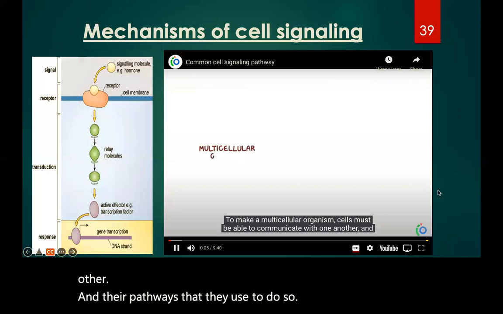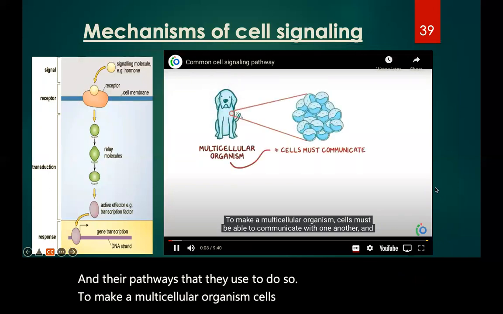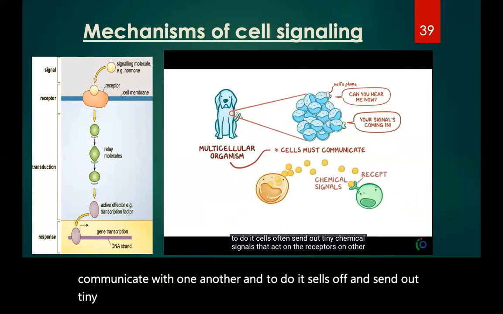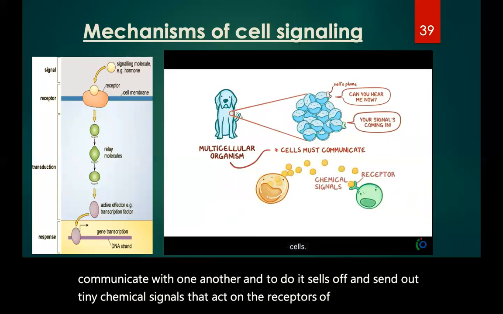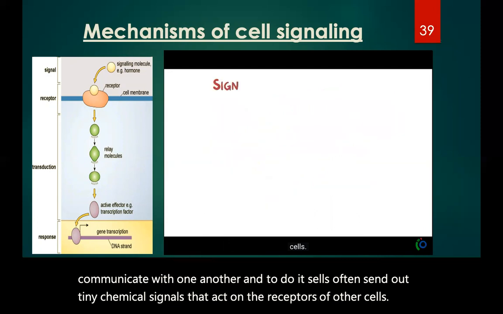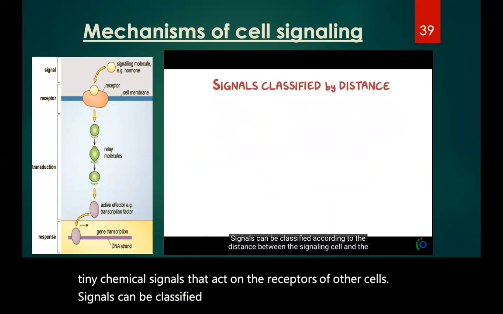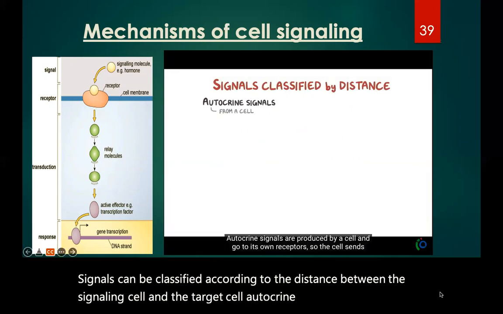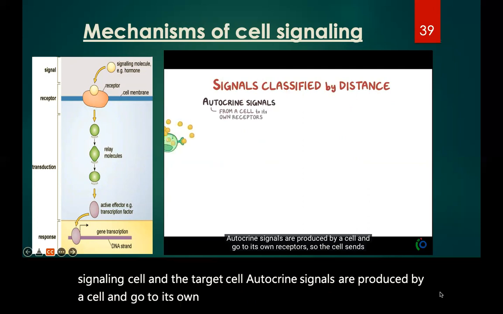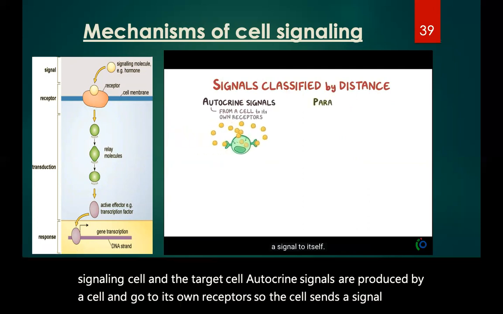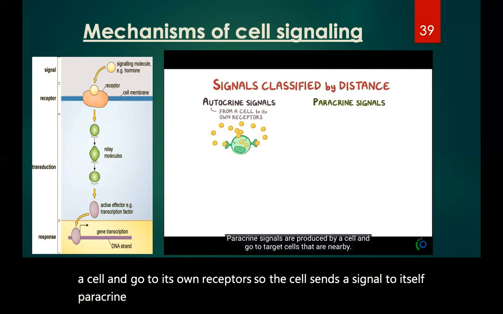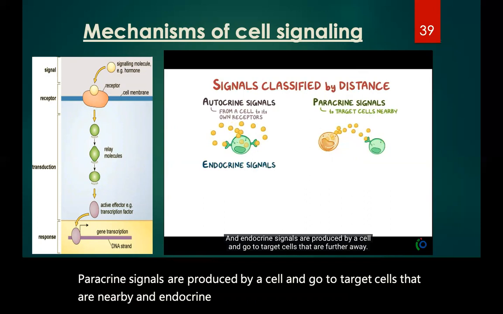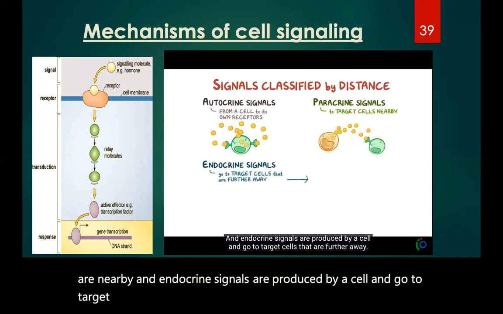To make a multicellular organism, cells must be able to communicate with one another. And to do it, cells often send out tiny chemical signals that act on the receptors of other cells. Signals can be classified according to the distance between the signaling cell and the target cell. Autocrine signals are produced by a cell and go to its own receptors, so the cell sends a signal to itself. Paracrine signals are produced by a cell and go to target cells that are nearby. And endocrine signals are produced by a cell and go to target cells that are further away.